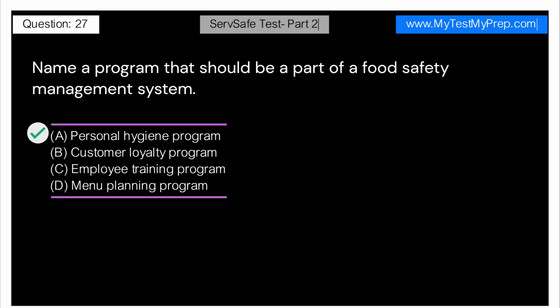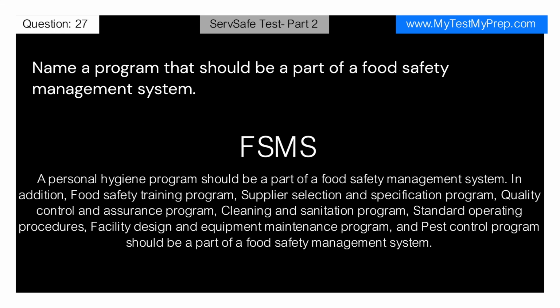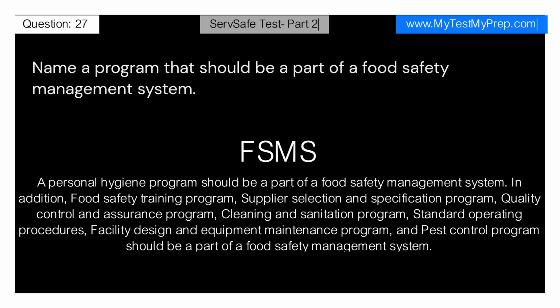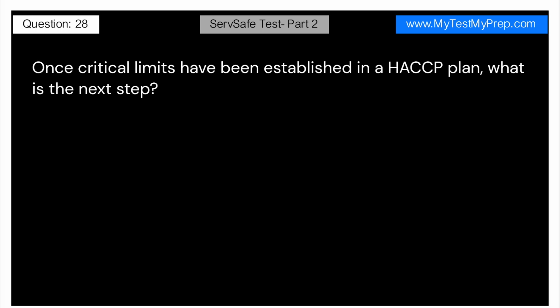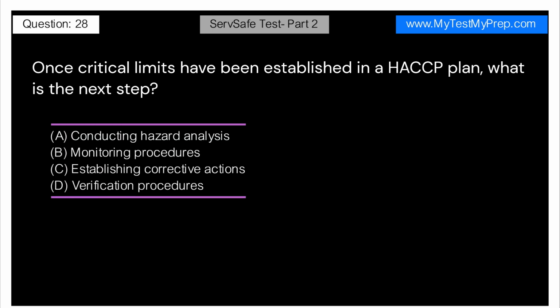Answer A. A personal hygiene program should be a part of a food safety management system. In addition, food safety training program, supplier selection and specification program, quality control and assurance program, cleaning and sanitation program, standard operating procedures, facility design and equipment maintenance program, and pest control program should be a part of a food safety management system. Once critical limits have been established in a HACCP plan, what is the next step?